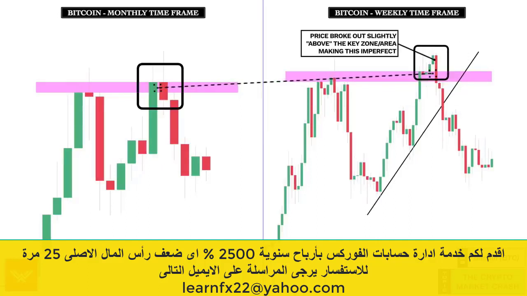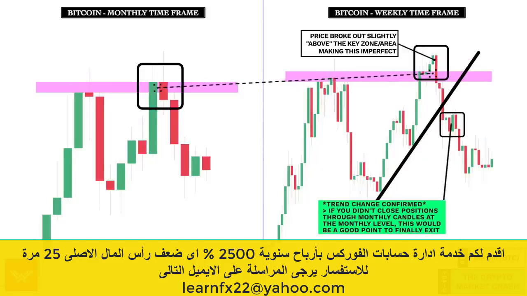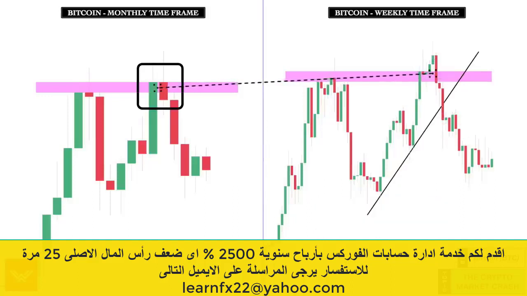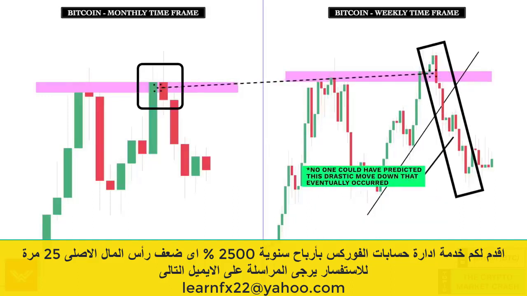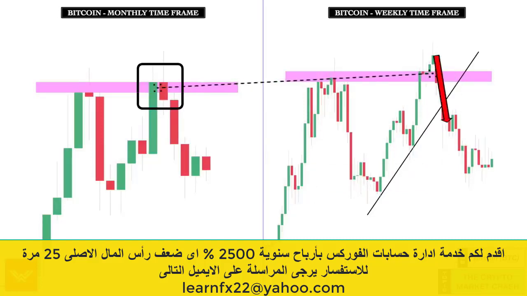If you didn't close out your positions based on the monthly time frame price action and monthly key levels, a second exit confirmation point would have been through the trendline break area here. Now, to be clear, no one could have predicted this drastic reversal here. In an alternate timeline within the multiverse, this could have ended up being a slight pullback and then price continued up and to the moon.